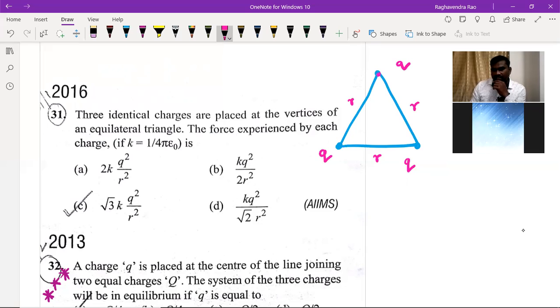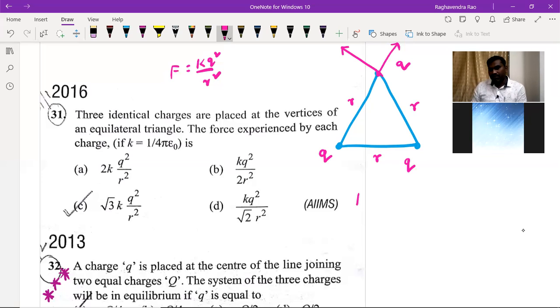For example, this charge will exert a repulsive force like this. This will exert a repulsive force like this. Charges are the same, distances are the same. Then F is equal to K Q square by R square.